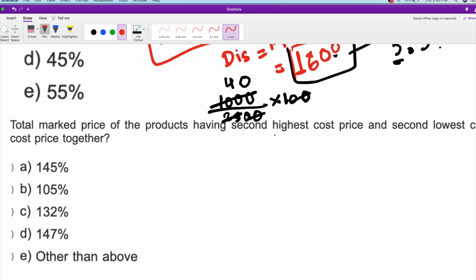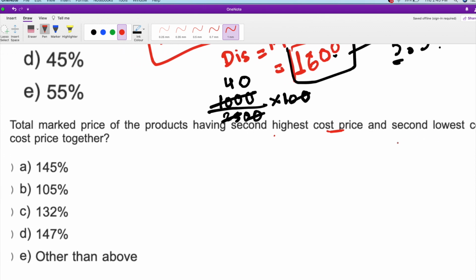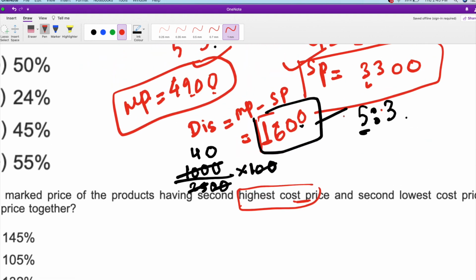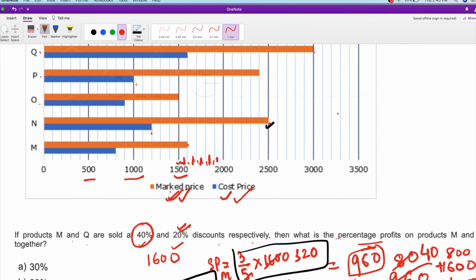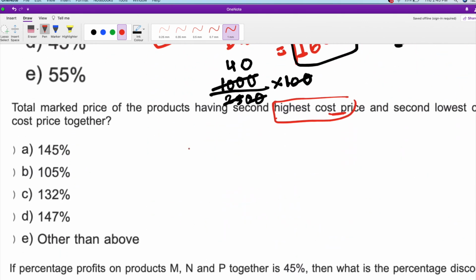Total marked price of the products having second highest cost price and second lowest cost price is what percent marked over their cost price together. Fine. Let's at first see the highest cost price. So cost price means the blue one. This one is the highest, and after that this is the second highest, N. So what is the cost price of N? The cost price is 1200.